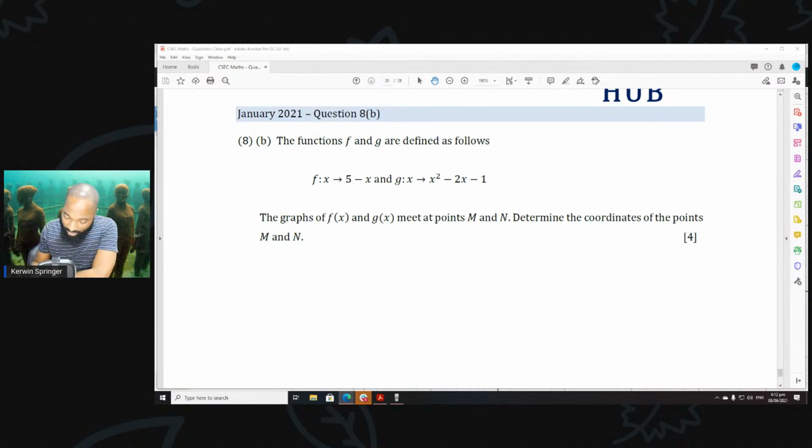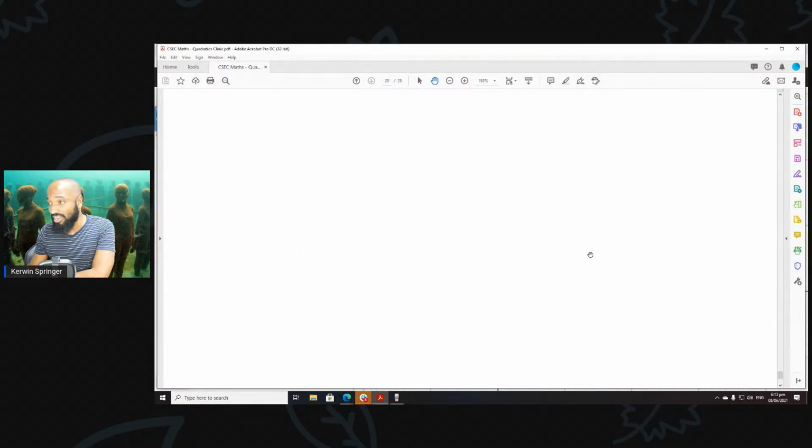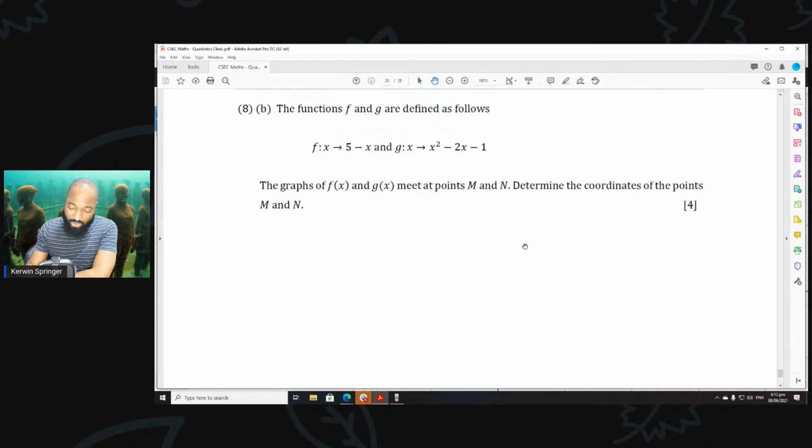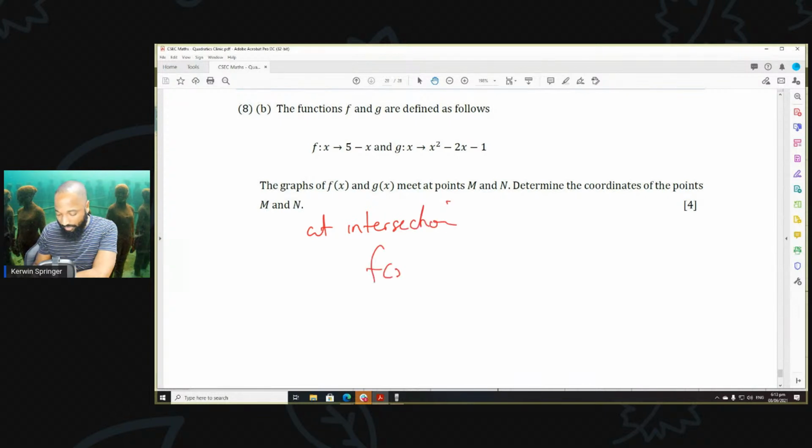All right, so the graphs of f of x and g of x meet at the points M and N. Determine the coordinates of the points M and N. That is it. You equate the two. At intersection, that's how you do this. We have been doing this two or three, maybe three or four times for the class already, but we never do it from scratch like this. It's always given a graph, or they themselves will put it and we had to do it.